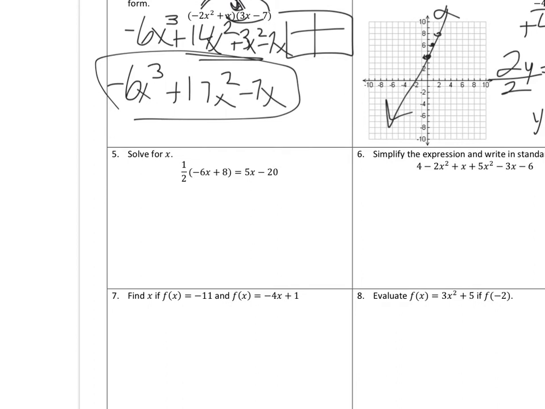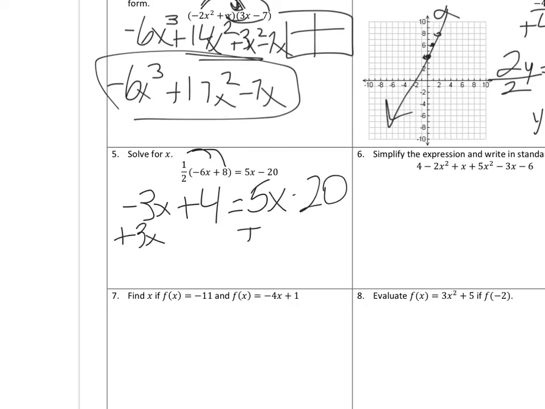Question 5. Okay, I like to distribute this 1/2 because it's outside the parentheses. So 1/2 of negative 6 is negative 3x. 1/2 of 8 is positive 4. And then I can just solve my equation. Get my variables to one side, my constants to the other. So I'm going to add 3x to both sides because I like to get rid of the negative sign. So I'm left with 4 equals 8x minus 20.